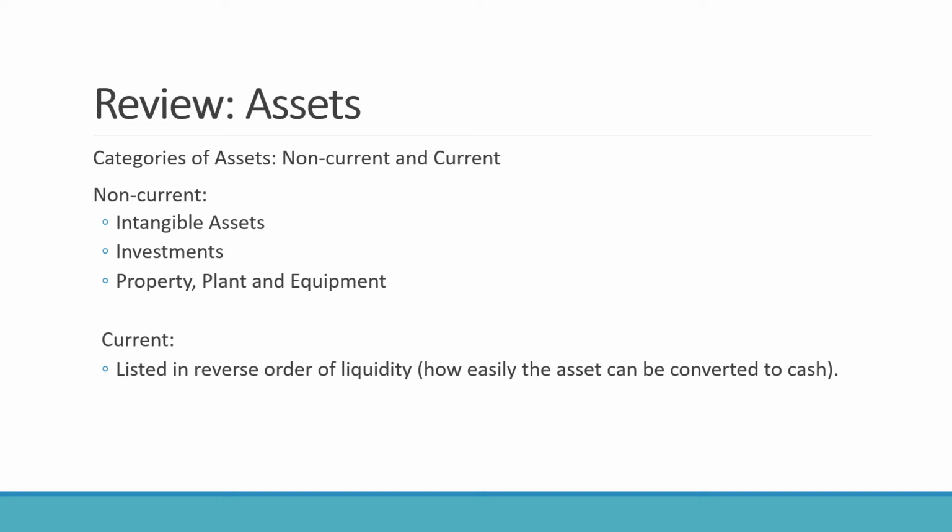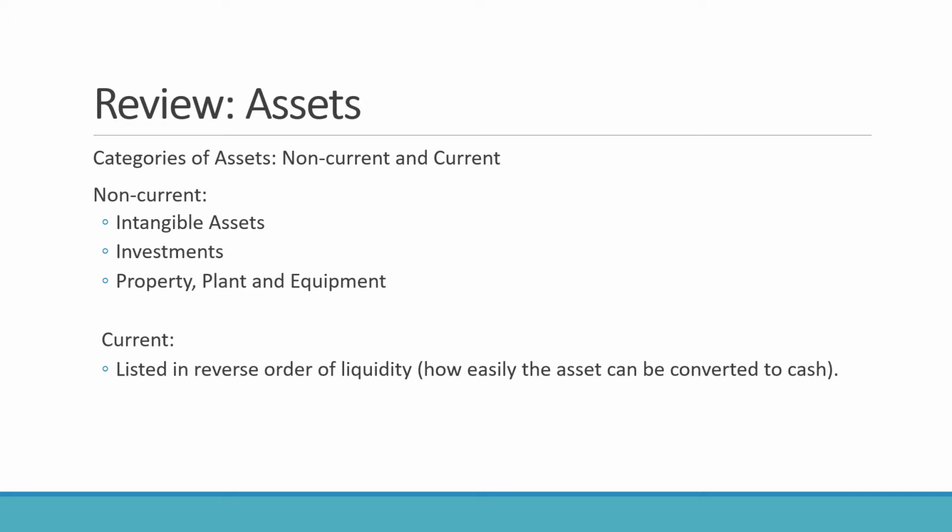And we've talked about how assets on the statement of financial position have to be classified as non-current and current. So non-current assets are going to include intangible assets, investments, and property, plant, and equipment. Current assets include things like cash and cash equivalents, trade receivables, supplies, inventory, short-term investments, and prepaid expenses.